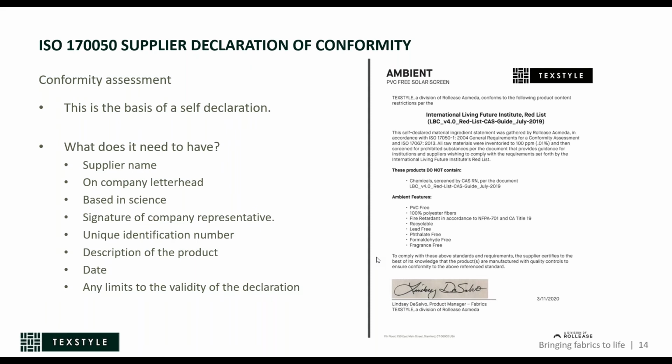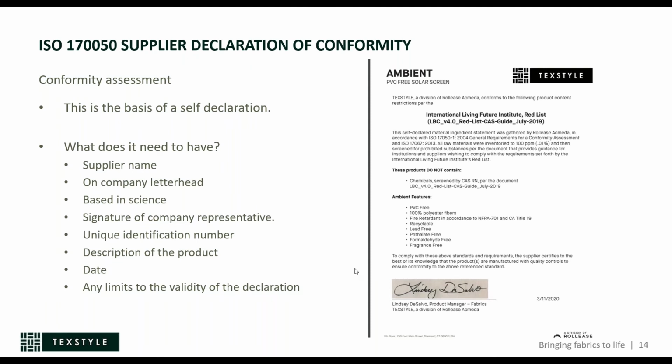There has to be a signature of a company representative, a unique identification number, a description of the product, a date, and if there are any limitations, like maybe only fabric that's 54 inches wide complies. In this case, no, there are no limitations. But as long as you have these things, you can actually make your own declaration of conformity. Per LEED, it is going to do the same thing as a certified document would in the case of VOCs, in the case of Red List, in the case of recycled materials. You can simply do a supplier declaration and it will be an equal.